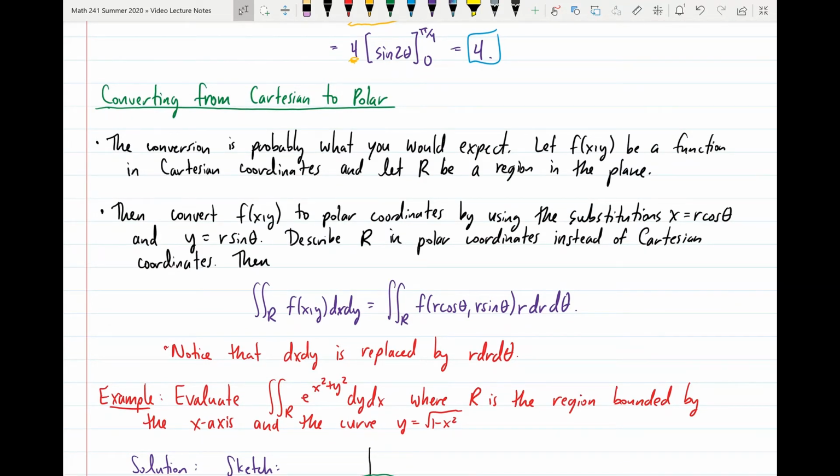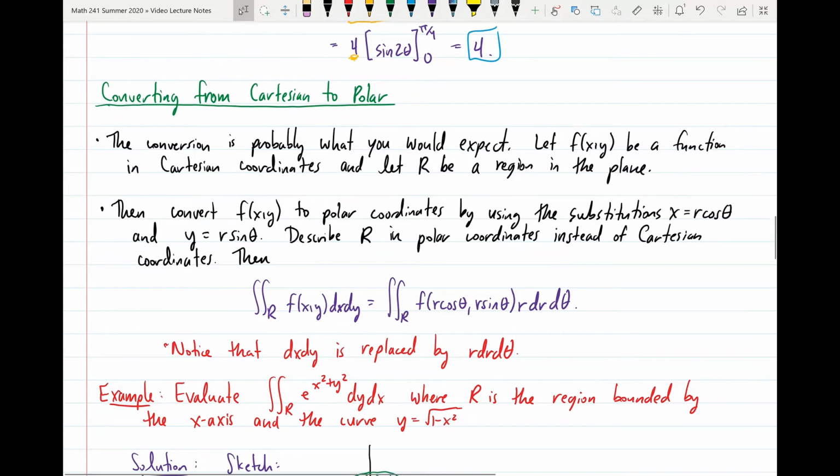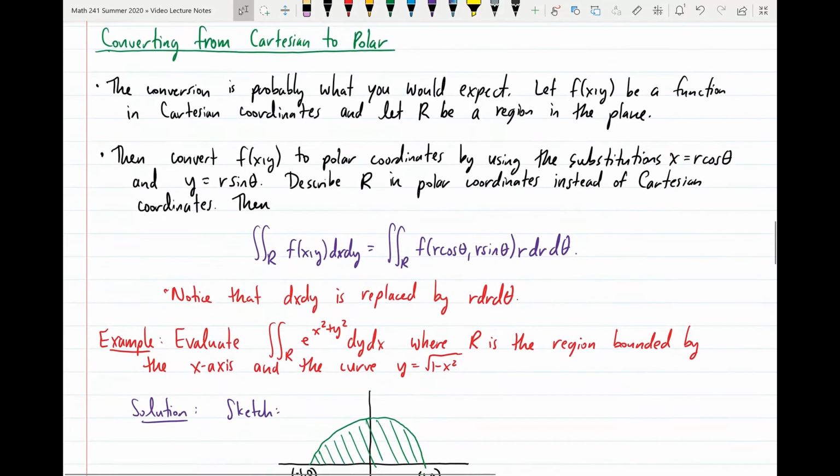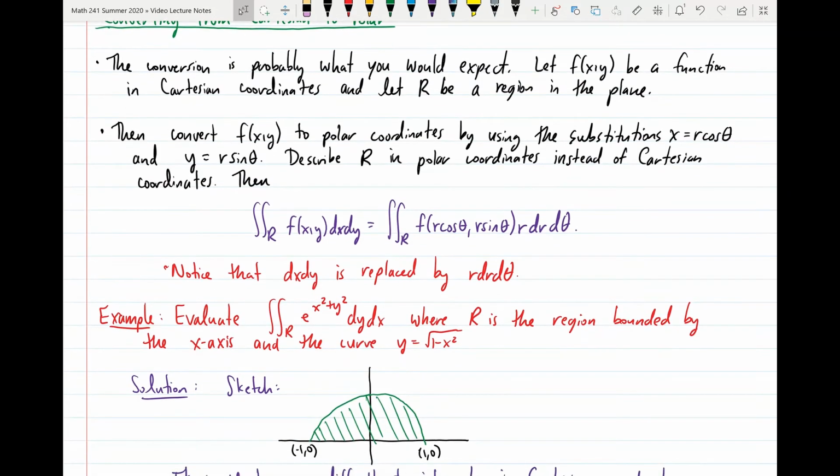So let's let f of xy be some function in 2 variables given in Cartesian coordinates, and let R be some region in the plane. Then we can convert f of xy to a function in polar coordinates by using the substitutions x is equal to r times cosine theta and y is equal to r times sine theta. Again, those are things that we covered at the very beginning of the class in chapter 11. And then we can describe the region R in terms of polar coordinates instead of Cartesian coordinates.